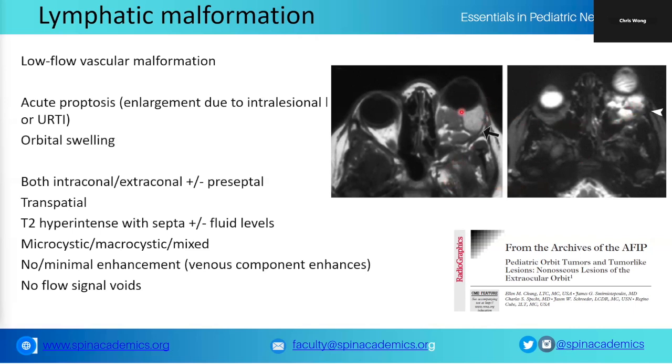and this patient also has hemorrhage in one of the cysts, showing that the T1 weighted sequence to be of a slightly hyperintense signal. So hallmark for lymphatic malformation is transspatial lesion with fluid levels, T2 hyperintense with no or minimal enhancement.